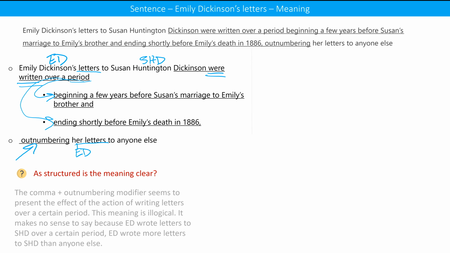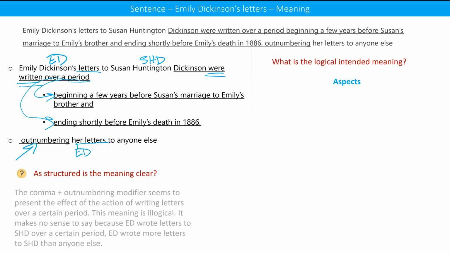So once we have that meaning not being clear, then we need to ask ourselves, okay, what is the author trying to communicate? What is being said here? That's when we start working to pull the key aspects of the sentence together so we know what we're looking for in the answer choices. So what is the logical intended meaning? Well, as we move forward, we will see that the first chunk of the sentence tells us that Emily Dickinson wrote letters to SHD over a certain period of time.